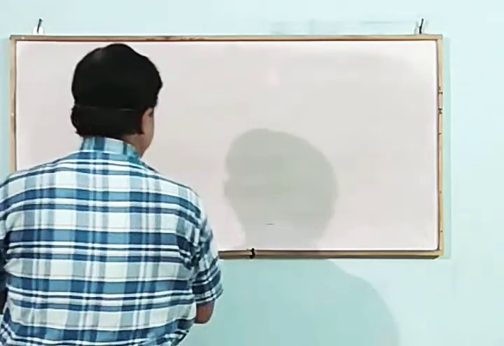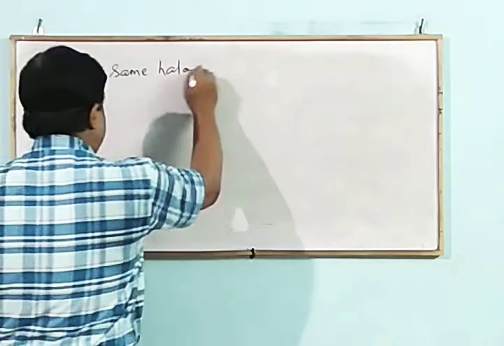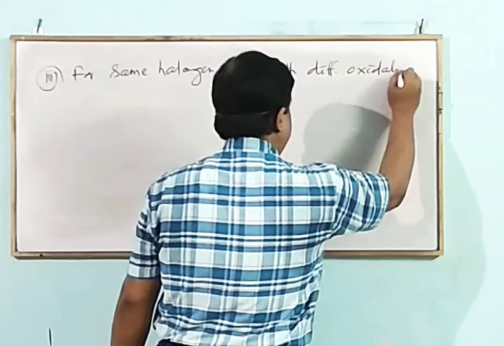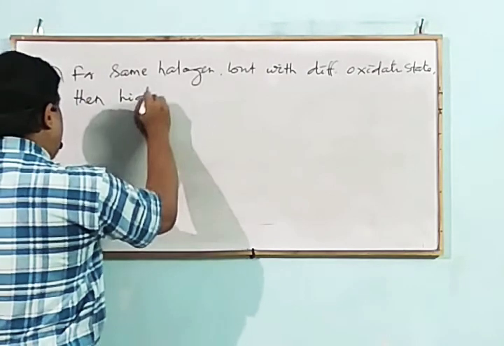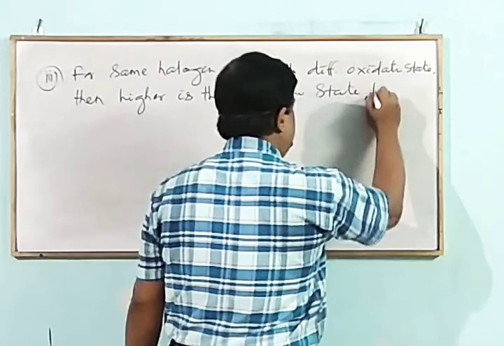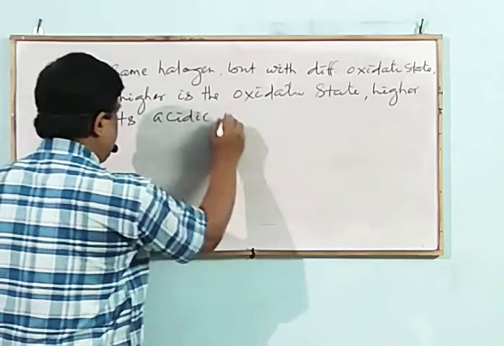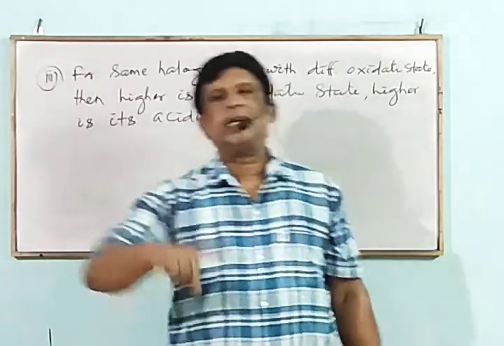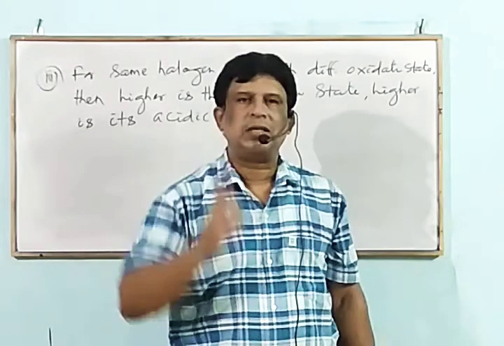Third point is, for the same halogen but with a different oxidation state, the higher the oxidation state, the higher is its acidic nature. Mark that. I repeat again. Previous point: same oxidation state, different halogen. Now same halogen, different oxidation state. Then the higher the oxidation state, the higher the acidic nature.